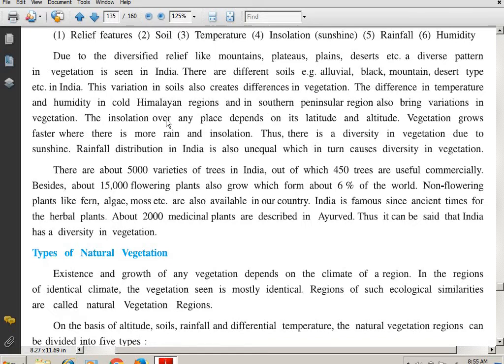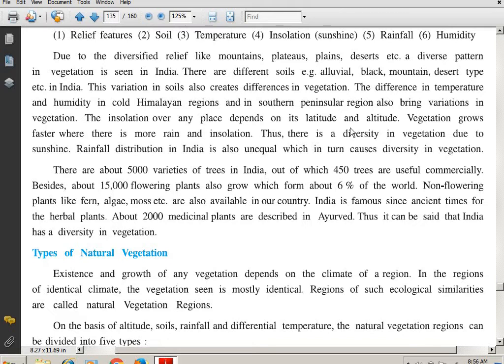And so students, what they are saying is that the difference in temperature and humidity in cold Himalayan regions and in southern peninsular region also bring variation in vegetation. The insolation over any place depends on its latitude and altitude. Students, latitude, altitude, again we have studied in chapter 13, 14, the physical features of India, the location where it stands. And so you know the amount of sun rays that fall in the particular states. Now you know the latitudinal lines and the longitudinal lines.